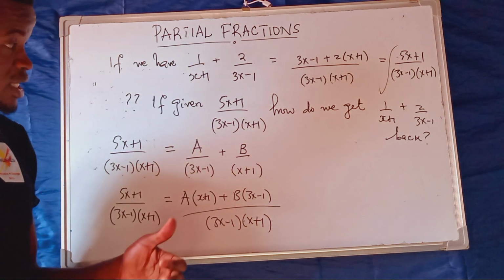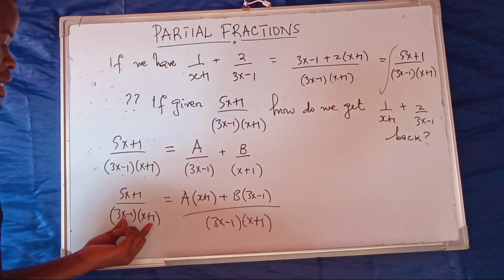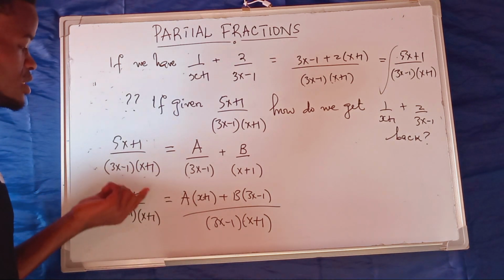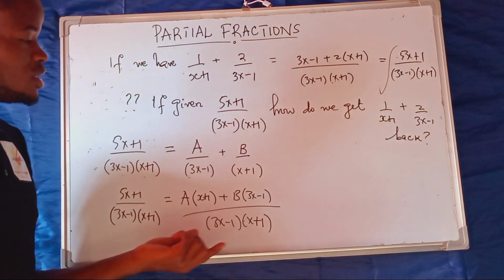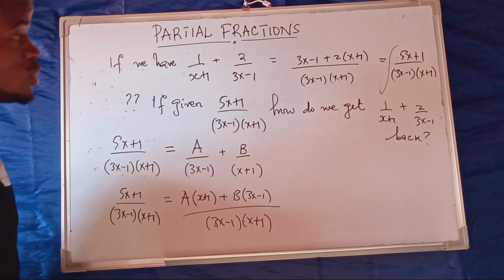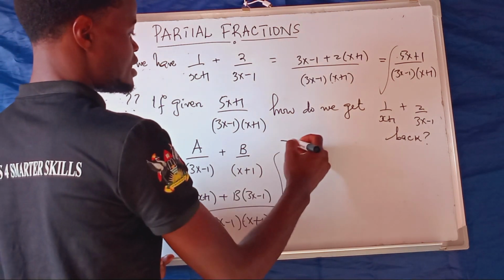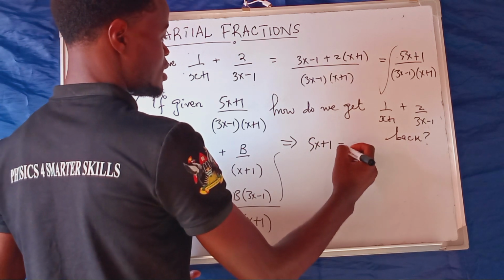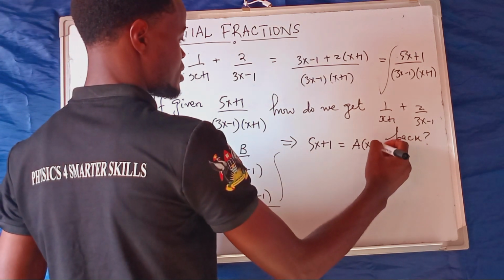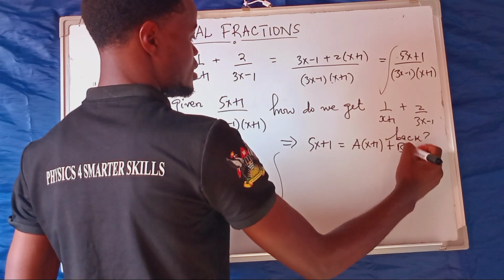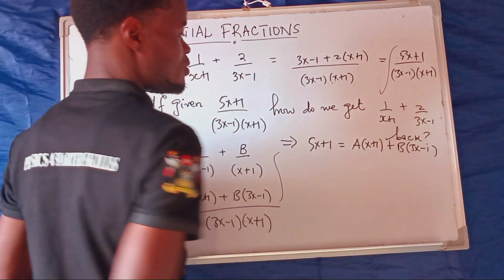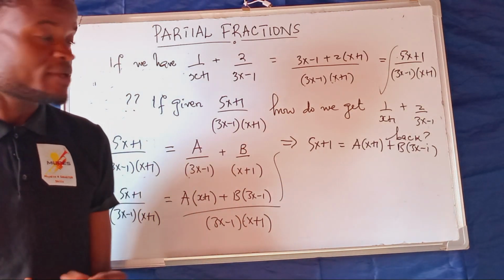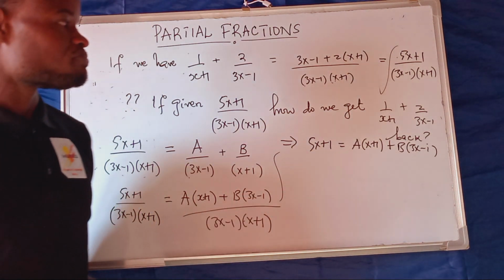This one is okay. So I see here the denominators are equal, which implies that the numerators are also equal. So from here I can say 5x plus 1 is equal to a into x plus 1 plus b into 3x minus 1. So my job here now is to solve for a and b. How do I solve this?